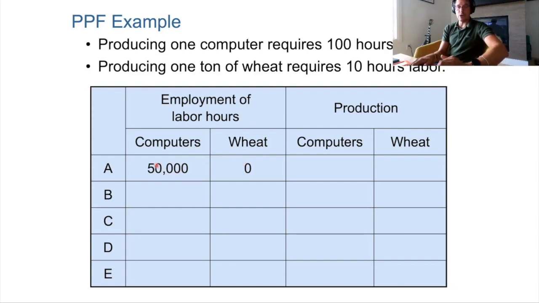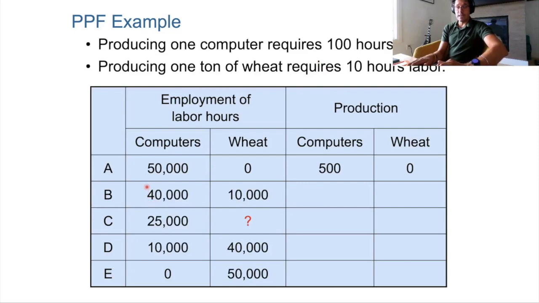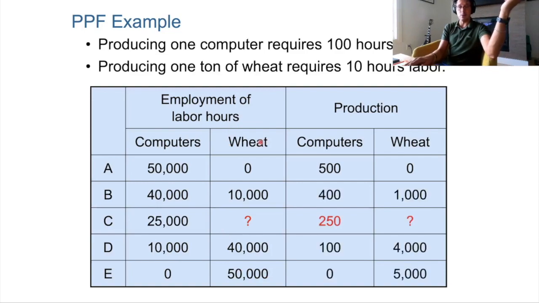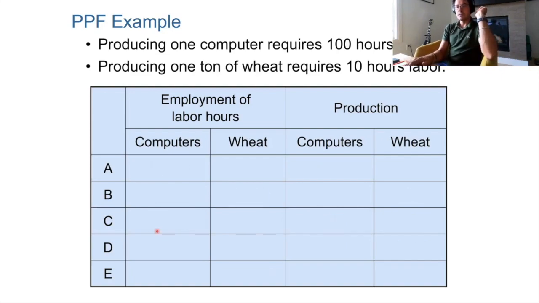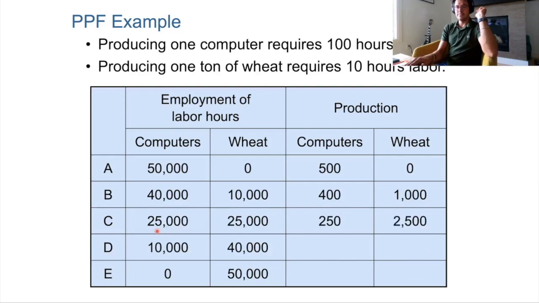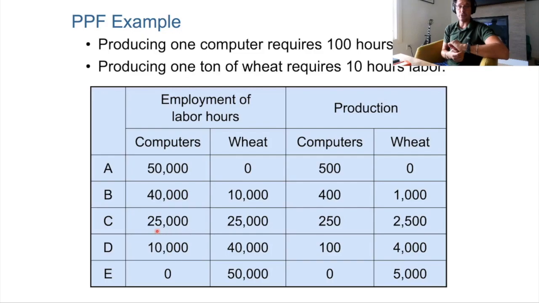We can put all these labor hours into computers, and we then get 500 computers, 50,000 divided by 100. We can then put in all the other possible combinations: 40,000 and 10,000, 25,000 and 25,000, 10,000 and 40,000, 0 and 50,000, where we are specializing in producing wheat. Then we can populate our table. You can see here this number, 250, is the one that we computed in the previous clicker question. So this is the tabular representation of the production possibility frontier.